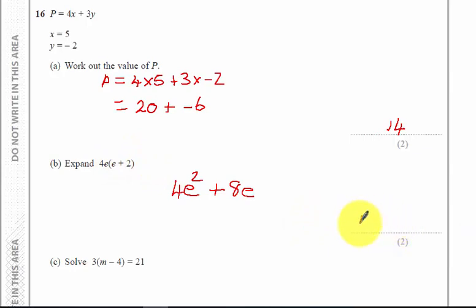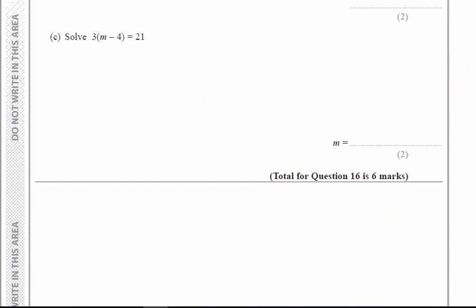So it's 4e squared plus 8e. Just going to scroll down for part C. Solve 3 lots of m minus 4 equals 21.